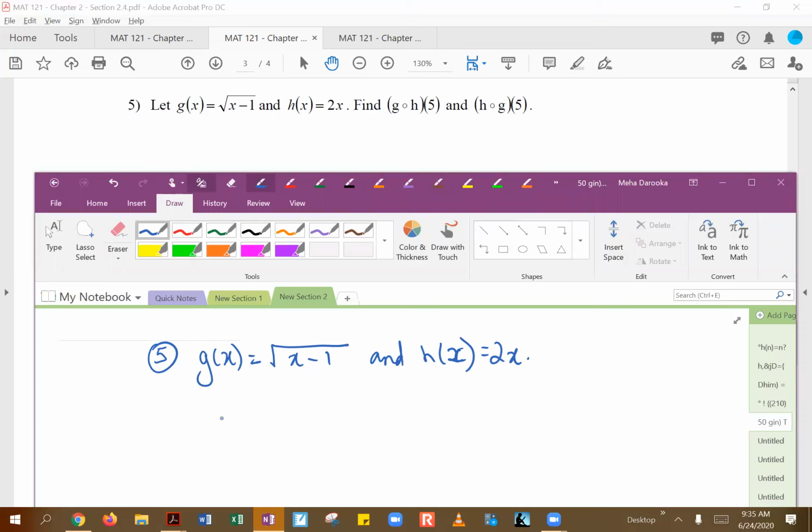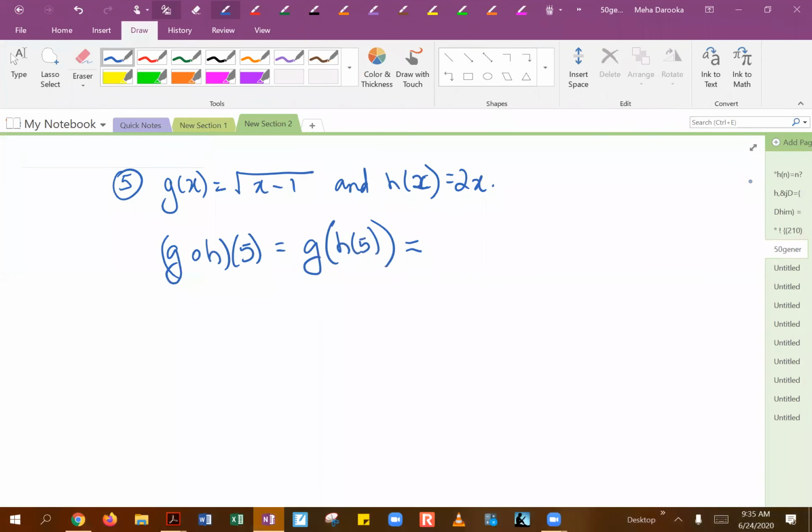And this time they're actually asking us specifically to evaluate these compositions at x equals 5. So the first one they're asking us to do is g of h at 5. So that actually means, again, g is going to be the outside function, and h of 5 will be the inside function. So we actually go to the h function first, find out what h of 5 is going to be, and then use that answer to come up with the value for g. So whatever that answer comes out to be. So what will h of 5 come out to be?